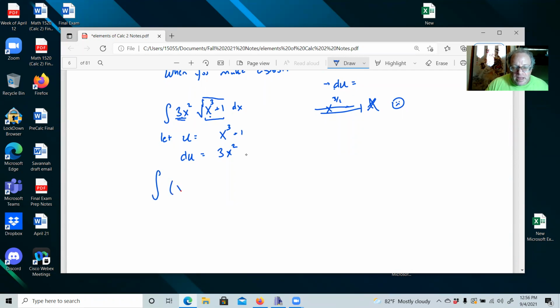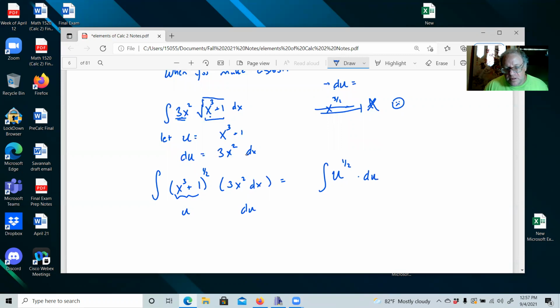I've got my x cubed plus 1 raised to the 1/2 power, and this in here is u, and then we've got our 3x squared dx. Let me fix that, dx, and here is my du. So the integral we're working with here is u to the 1/2 power times du. We could do this, this is last section's material, I didn't need to review this one. So this is u to the 3/2, adding 1 plus 1/2 is 3/2, divided by 3/2, plus C. So go ahead and do our little dance here.